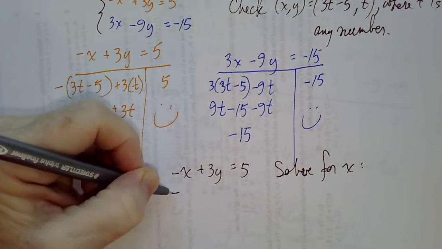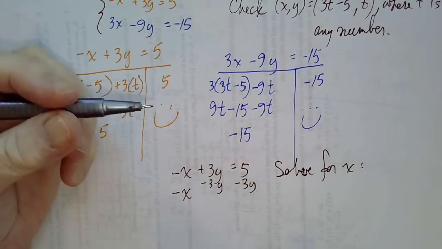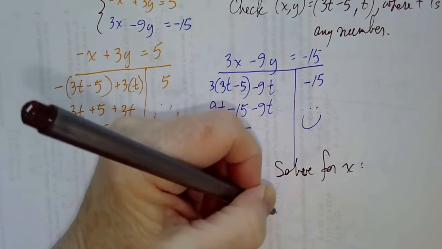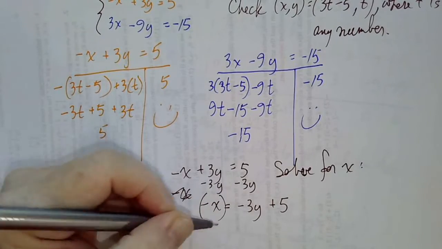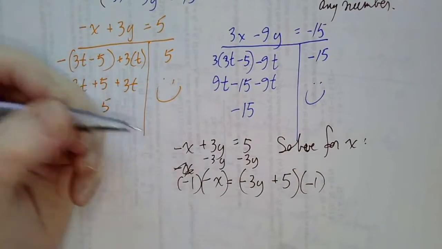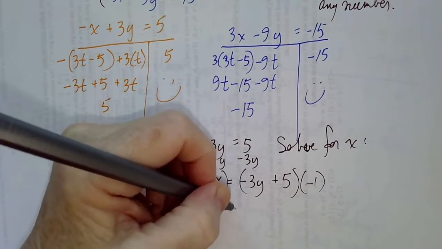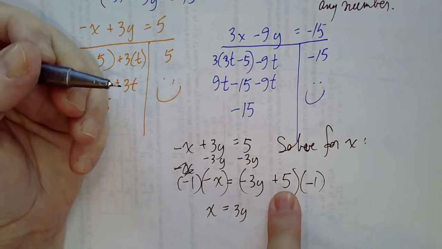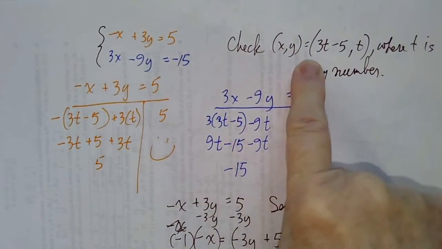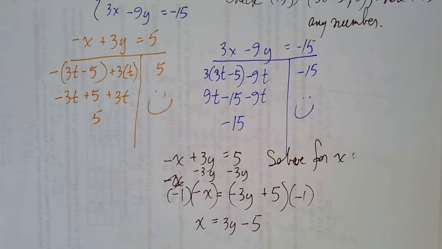So we've got negative x. I'm going to subtract 3y from both sides to move the y to the right. So negative x is equal to negative 3y plus 5. And then to get positive x, I'm going to multiply everything by negative 1. On the left, I've got x. On the right, negative 3y times negative 1 is positive 3y. Positive 5 times negative 1 is negative 5. And do you see this is exactly what we have? 3t minus 5, 3y minus 5, but we let the y be represented by t.